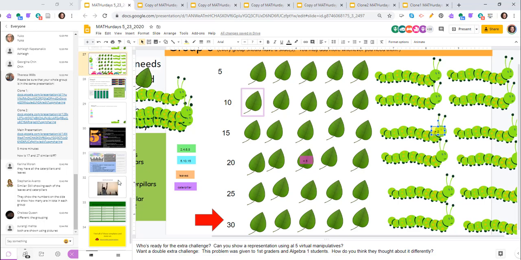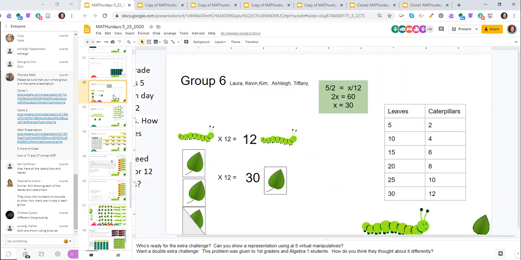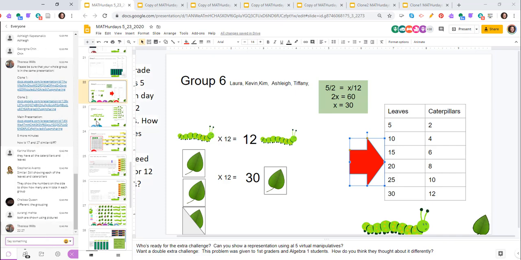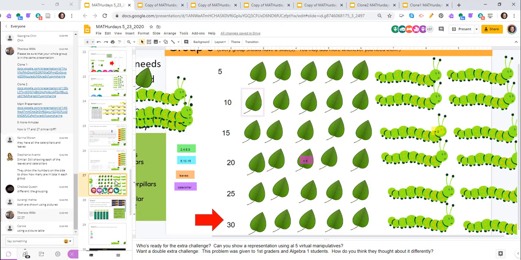Let's compare these to group 3. Let's see, where are they? Slide 22. How is slide 27 similar or different to slide 22 where the arrow is pointing? So I'll type it again in here, 27 and 22. So to me, the table on slide 22 is actually just a numerical representation of what group 8 did. They're just using numbers instead of pictures.